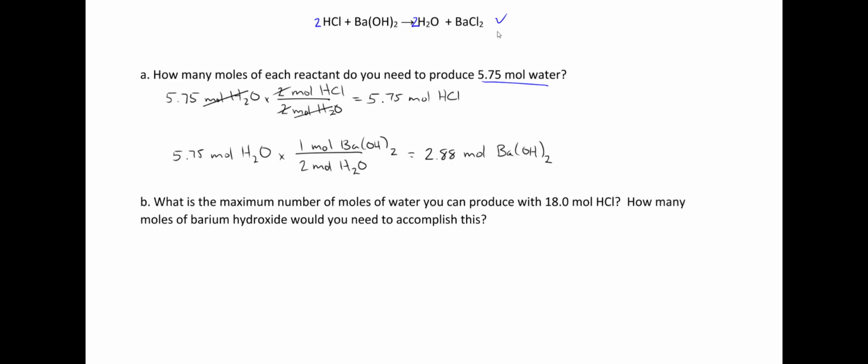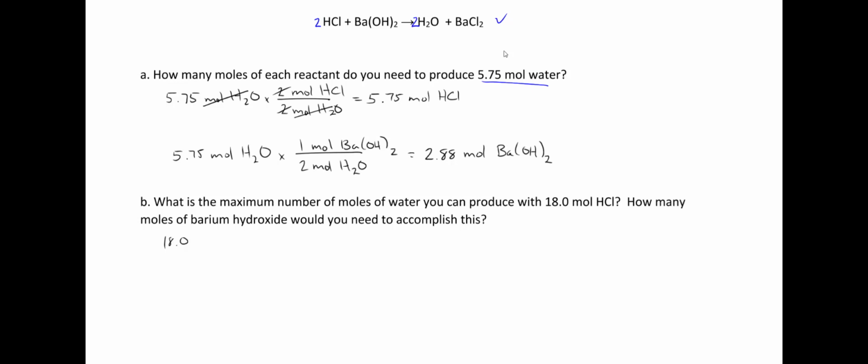Let's stick with this equation just a little bit longer and go into part B. So what is the maximum number of moles of water? So that's what we're going to want. Moles of water I can get using 18 moles of hydrochloric acid. Again, that should be easy because they have the same coefficient. 2 is in front of hydrochloric acid and 2 is in front of water, so you'll see that I'll get exactly the same answer.